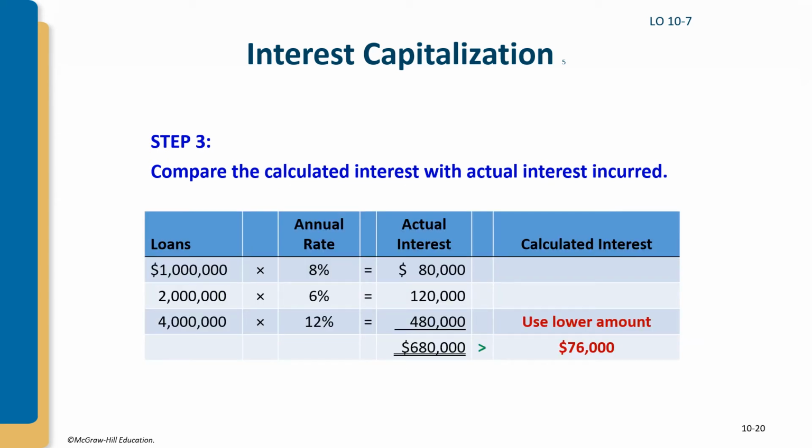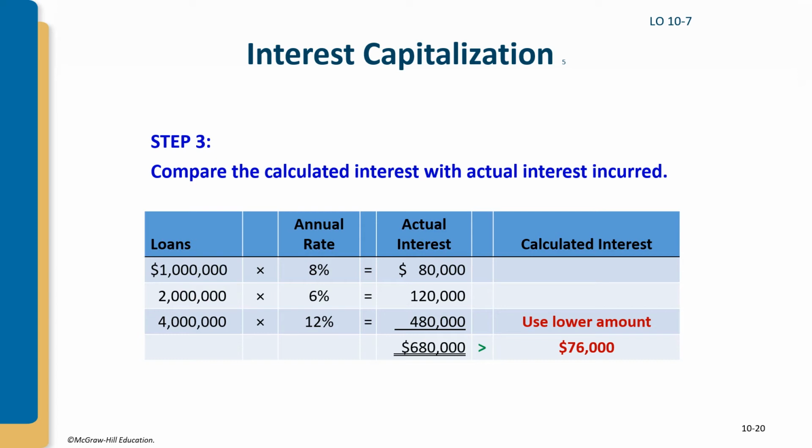Now, how much interest was actually paid during the year? Well, we need to look at our three loans. The first loan was the loan to finance the construction of the building. So 8% times $1 million, and that was outstanding all year, so a year's worth of interest, $80,000. The next loan was $2 million. It was outstanding all year, so 6% of that, or $120,000, is the interest on that loan. And then the $4 million times 12%. So the actual interest paid $680,000.